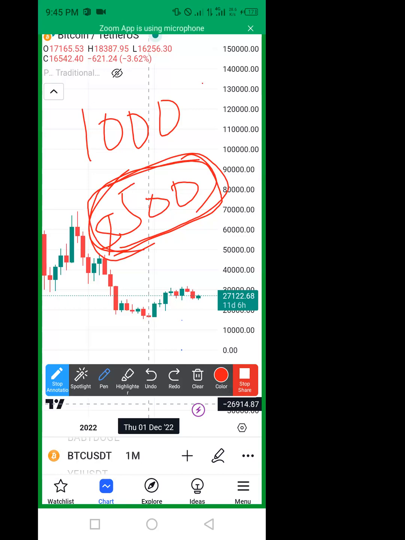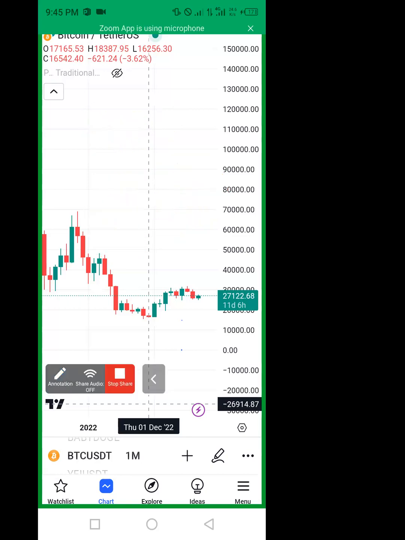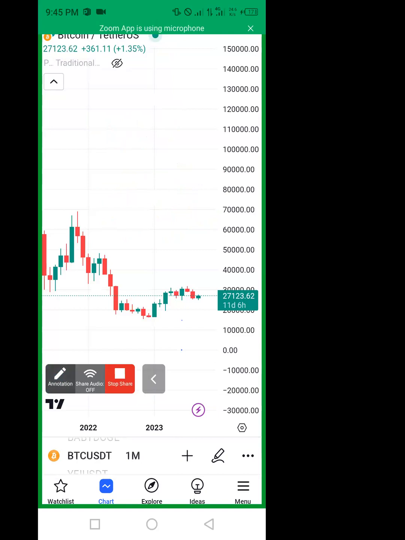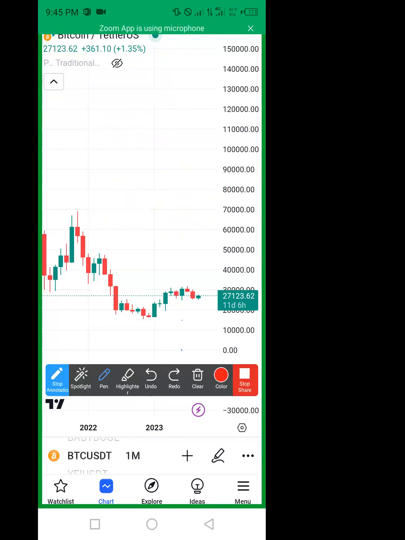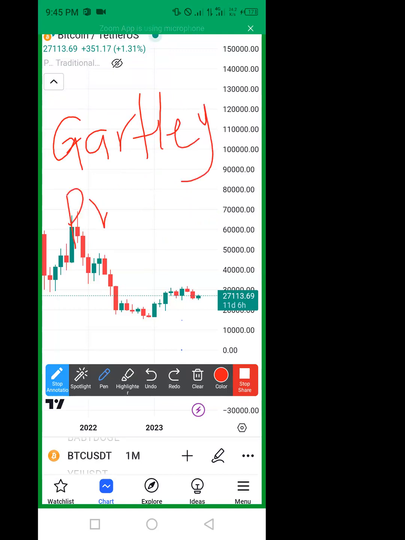Okay, that is not the topic for today. The topic today is we are going to look at a Gartley predictor. It is called the Gartley predictor.